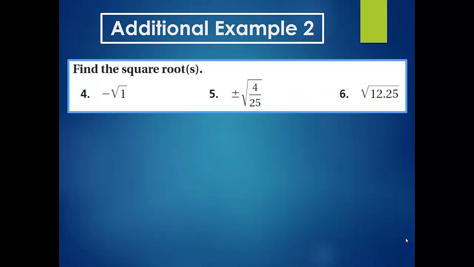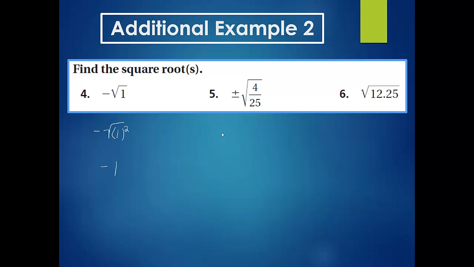Now we have an additional example. You can pause the video and try it on your own, or you may follow along. For number 4, we're finding the negative square root of 1. We know that 1 times 1 gives us 1. So we have the negative square root of 1 squared, because 1 times 1 equals 1. So then our answer would be negative 1.